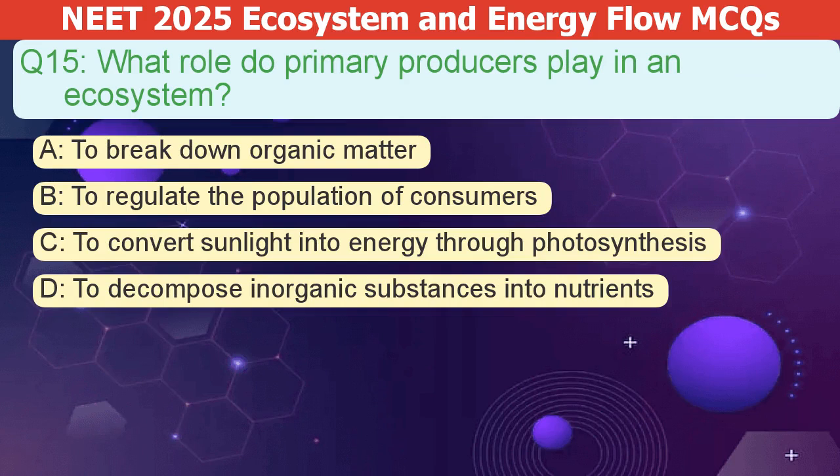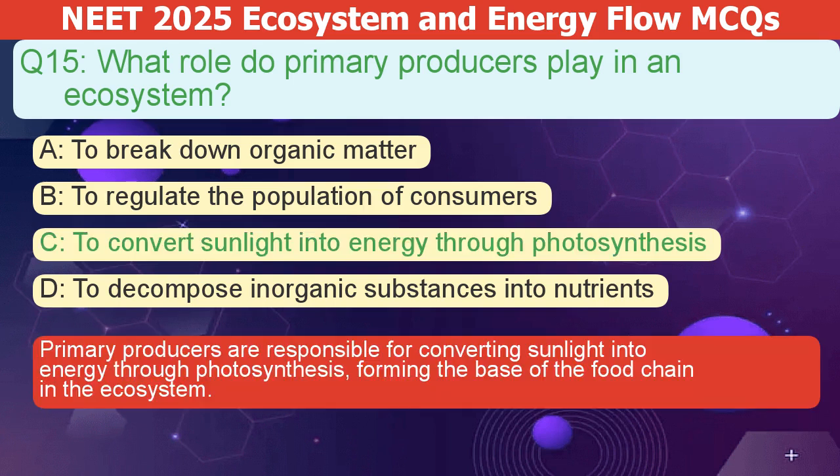What role do primary producers play in an ecosystem? A. To break down organic matter. B. To regulate the population of consumers. C. To convert sunlight into energy through photosynthesis. D. To decompose inorganic substances into nutrients. The correct answer is C. Primary producers convert sunlight into energy through photosynthesis, forming the base of the ecosystem's food chain.